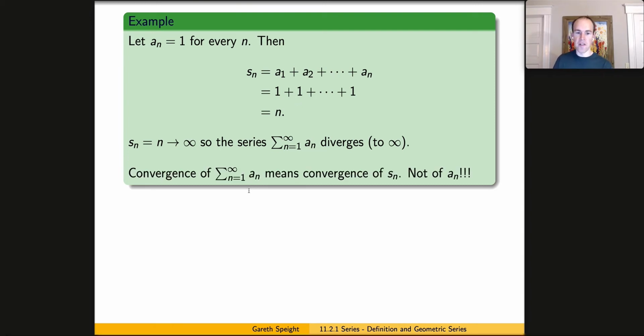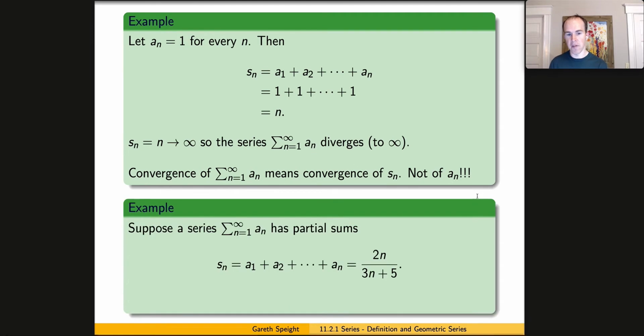So here, let me just reinforce. Summing the series means convergence of the partial sums, not convergence of the individual terms. Here, the terms are always 1. The terms definitely converge. The terms are constant 1, so the terms converge to 1. But the series itself diverges, right? If we sum 1 plus 1 plus 1 plus 1 plus 1, if we sum it n times, we get n. If we let n go to infinity, we get infinity. And it makes sense, right? If we try to add 1 infinitely many times, we would hope that we get infinity.